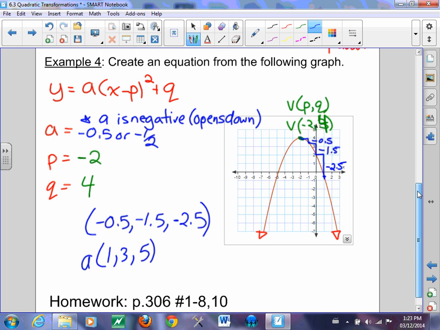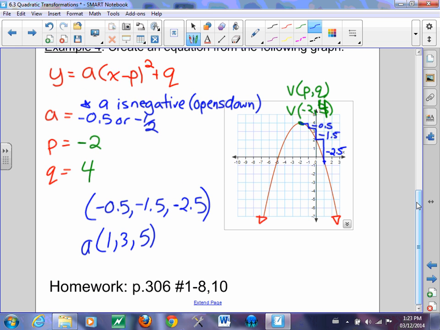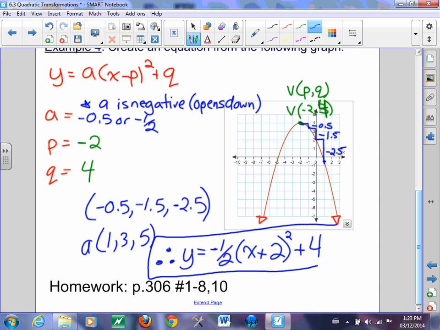Okay? So now that we've got A, P, and Q, we just have to sub them in and we are done. So y equals -1/2, that's your A, bracket, x plus 2, because you subtract a negative, it becomes positive, and plus 4. So there is your equation, ladies and gentlemen. Okay, so you got to use the tools that you're given. Use that summary chart to help you do your homework, which is page 306, numbers 1 to 8 and 10.